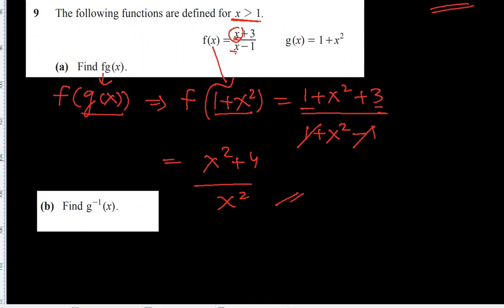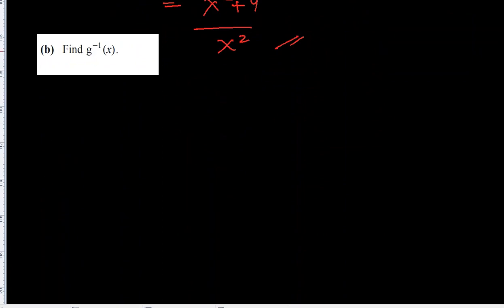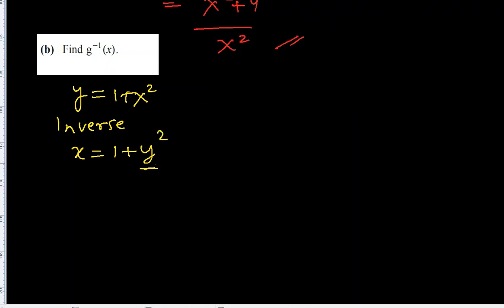Find the inverse of g(x). So g(x) was 1 plus x square. So we can write that as y equal to 1 plus x square. Now to find the inverse, we always interchange x and y. So x equal to 1 plus y square, that's what it becomes now. And now we have to isolate this y to get the inverse of g.